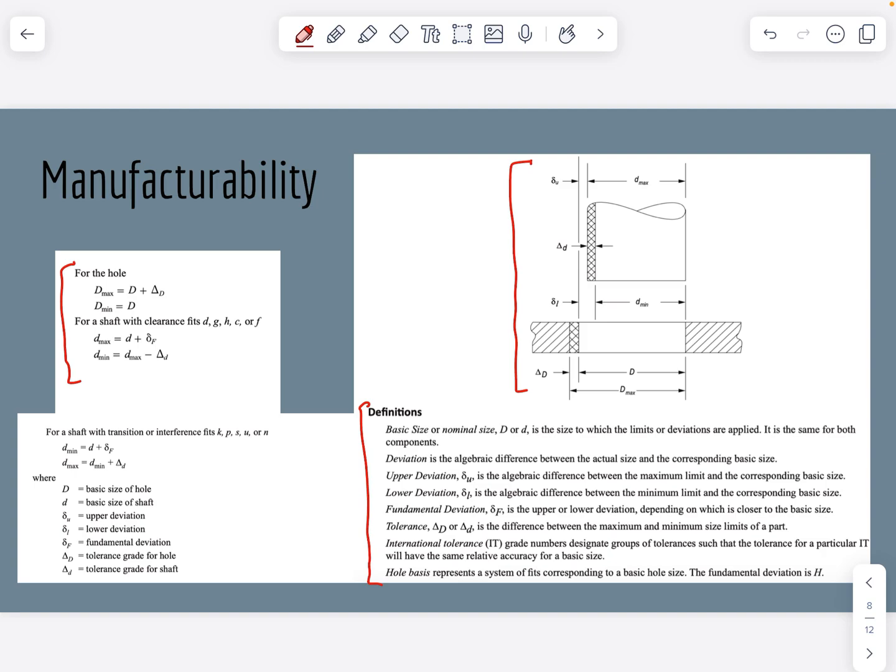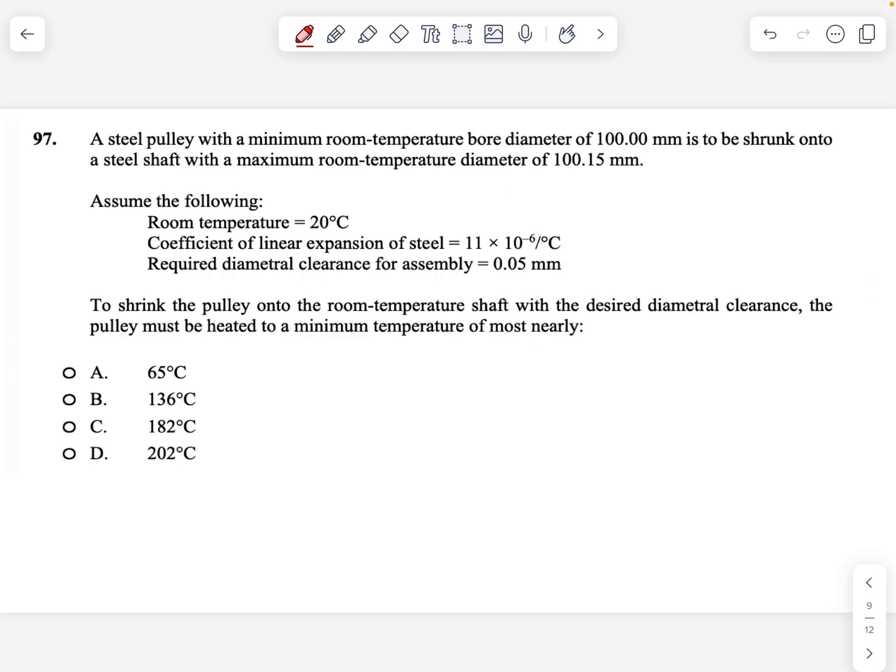So let's try an example problem with this. We're just going to do one. Again, it's a longer section, and these problems take a little bit more time to complete. But we're in the manufacturability section in the mechanical engineering chapter. So we're going to start out by reading the question.